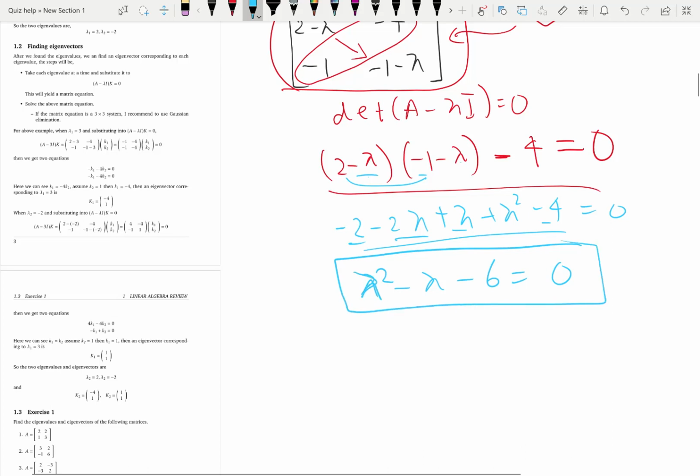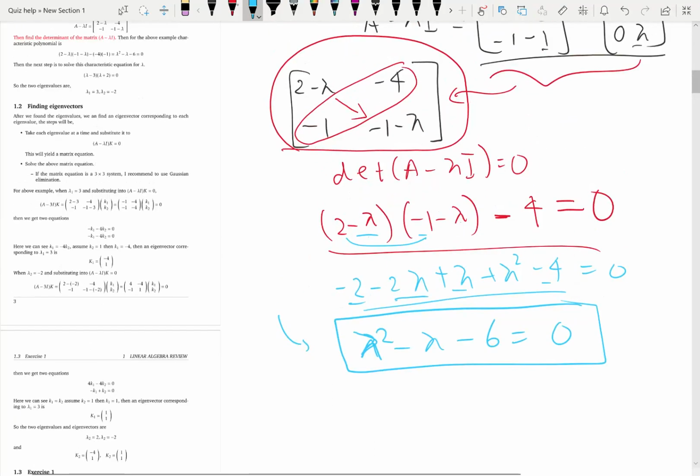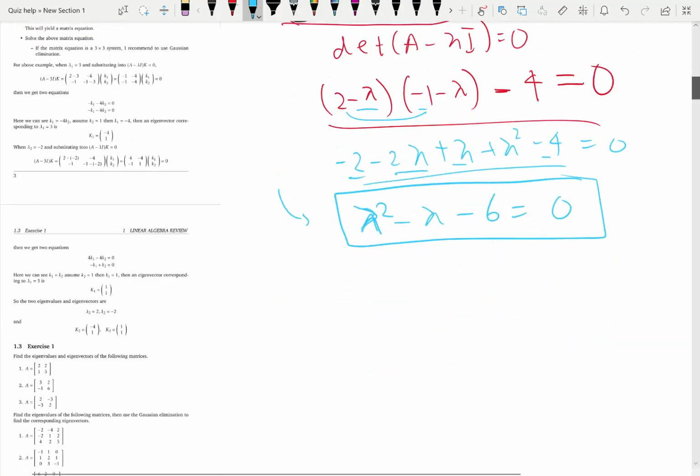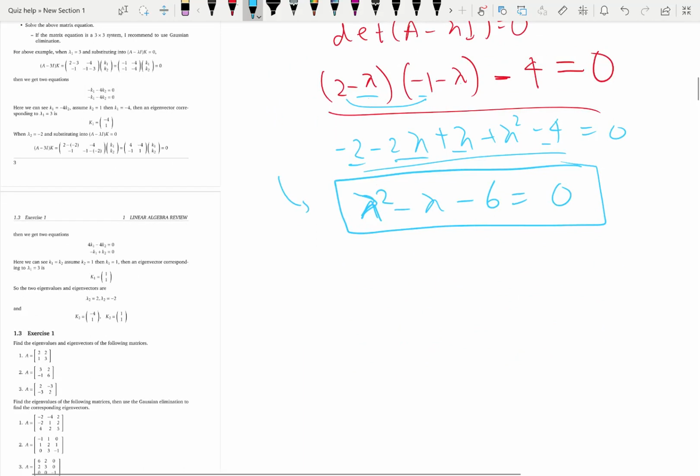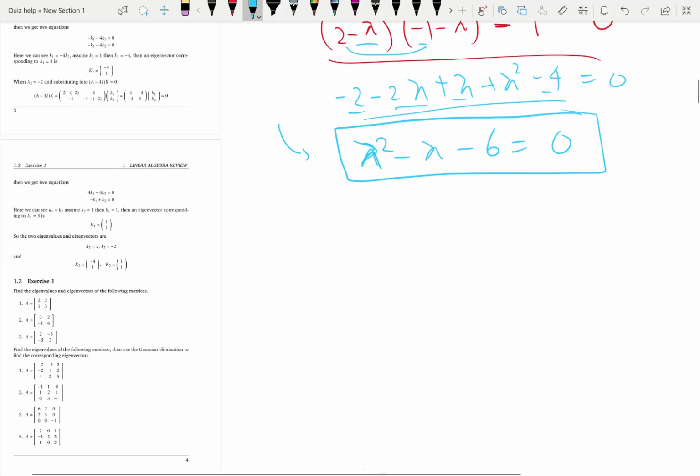This is a polynomial of lambda. So once you find this determinant of A minus lambda I, you will always get a polynomial of lambda, which we call the characteristic polynomial. Now once you find this polynomial, you are one step away from finding the eigenvalues. What you need to do is find the roots of the polynomial. You can use the quadratic formula if it is a second degree polynomial, or you can factorize any way you have learned in your classes.